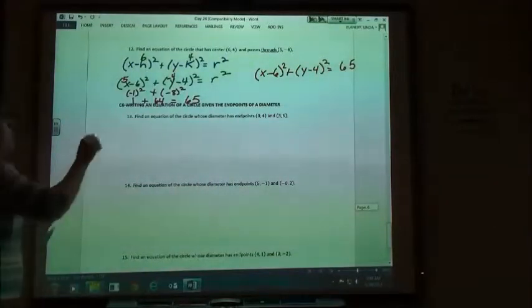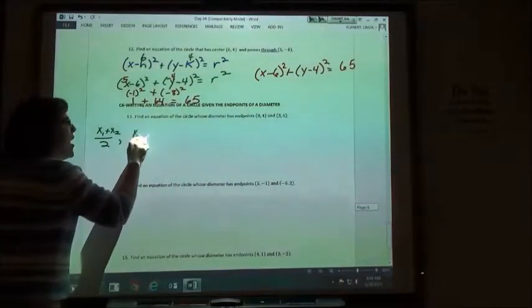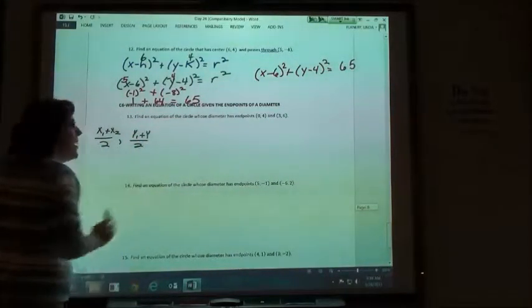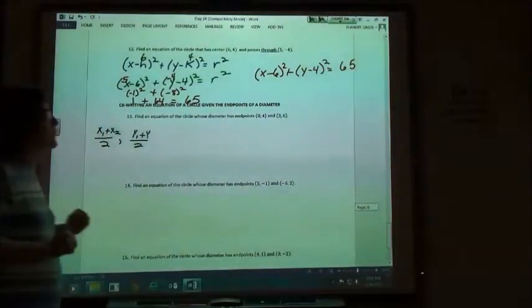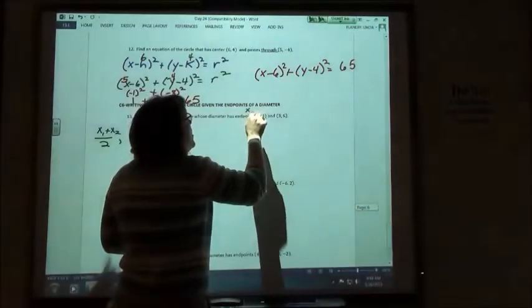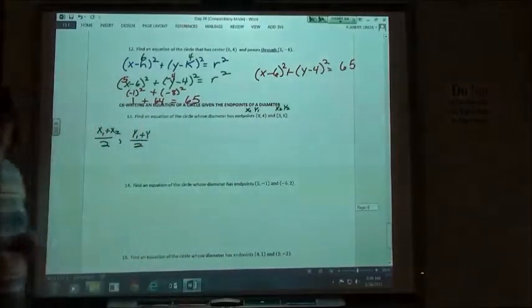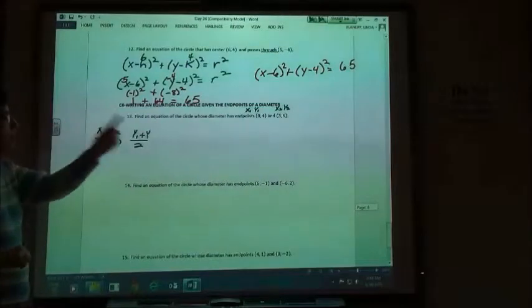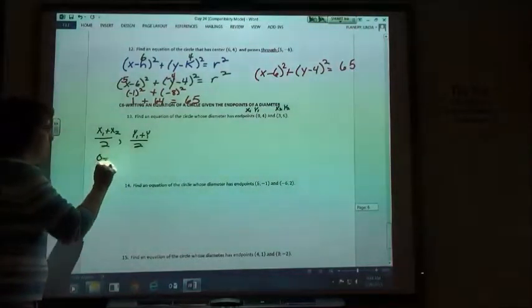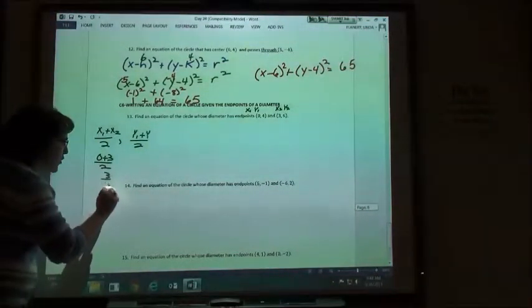So when we found the midpoint, we said x1 plus x2 divided by 2 and y1 plus y2 divided by 2. So here's our x1 and our y1. Here's our x2 and our y2. So x1 is 0, x2 is 3. 0 plus 3 divided by 2. Well, 0 plus 3 is 3, so I'm going to have 3 over 2.